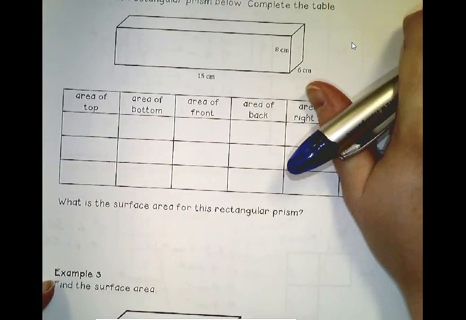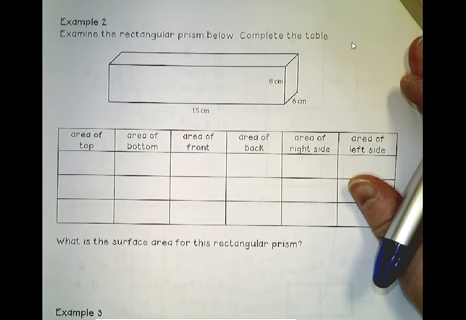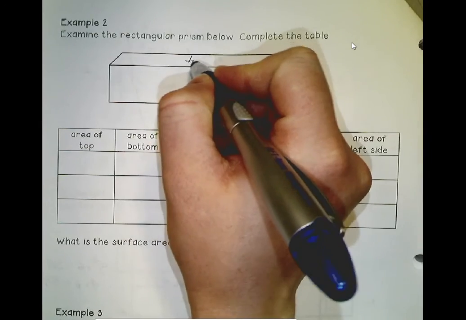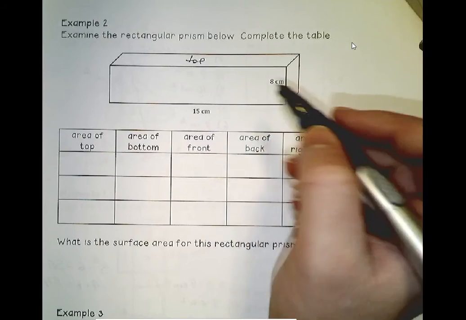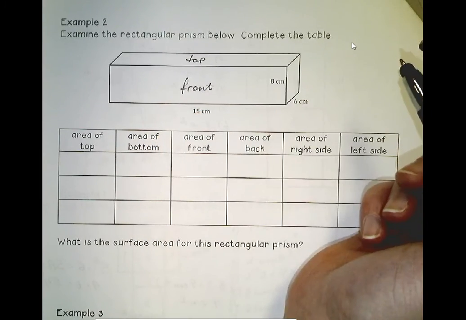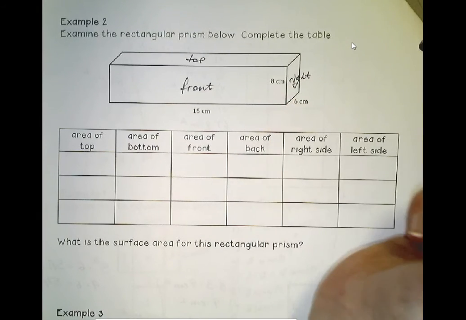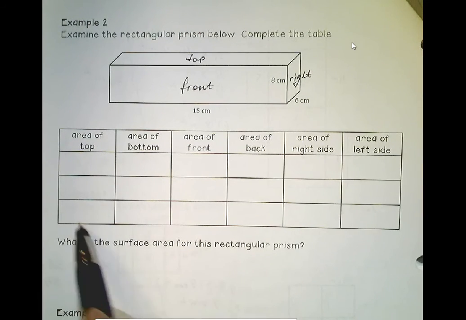Examine the rectangular prism below. Complete the table. Okay, so in this rectangular prism, we have area of the top. So this is the top, and we have the bottom. On the bottom there, we have the front, and we have the back, and we have the right side, and we have the left side. Okay, I don't know why they give us so much space in here. We don't really need that much.